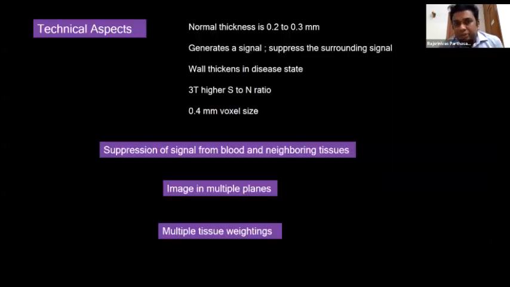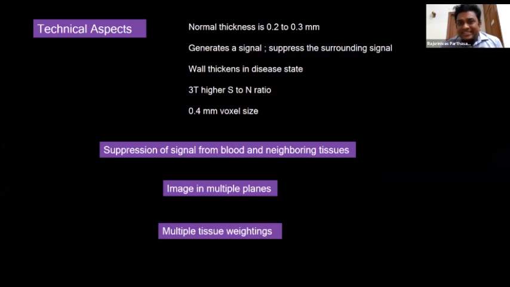Now that we have discussed vasa vasorum, later when we discuss the pathologies, we'll discuss the role of vasa vasorum in each of the pathologies. The technical aspects are just going to be one slide, very briefly, as to how we do it. The normal thickness of the artery is around 0.2 to 0.3 millimeter.